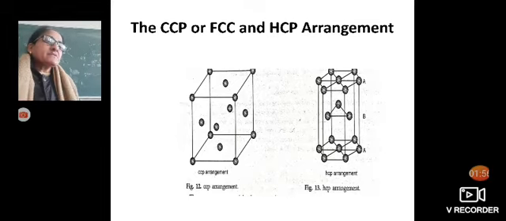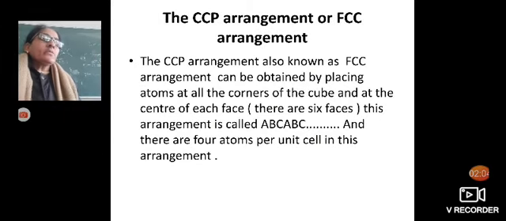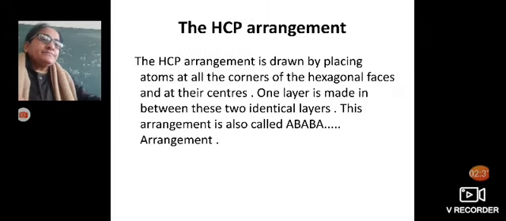Cubic close packing arrangement is also known as face-centered cubic arrangement. It can be obtained by placing atoms at all the corners of the cube and at the center of each face. There are 6 faces, and this arrangement is called ABC, and there are 4 atoms per unit cell in this arrangement.